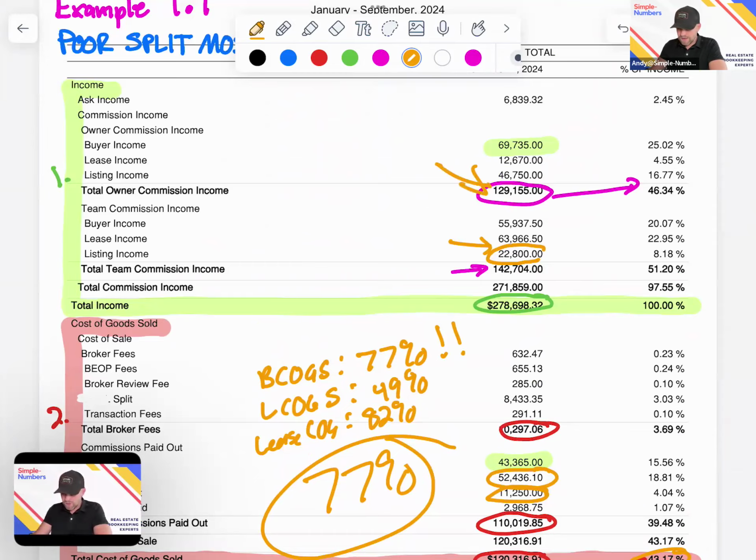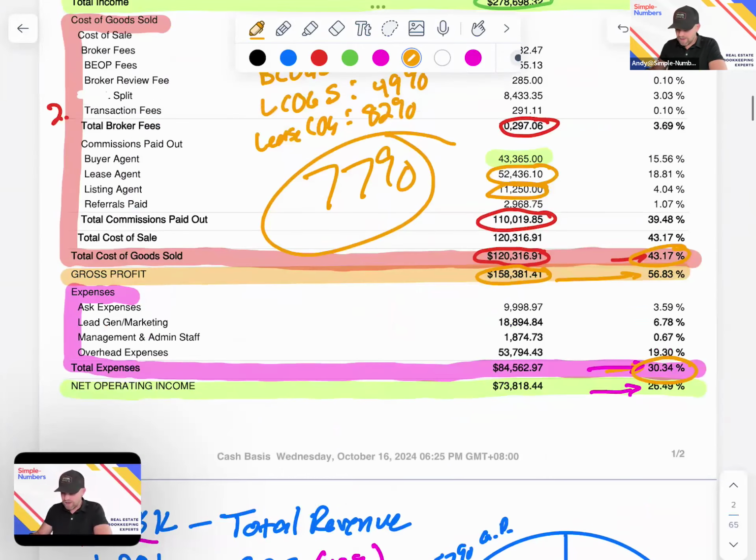They brought in $129,000 and they only made $74,000. So they took the rest of that money that they made and they basically donated it to the team in a certain way, and helped them produce more deals, which made them no money. So that's an issue. That is the issue right there.